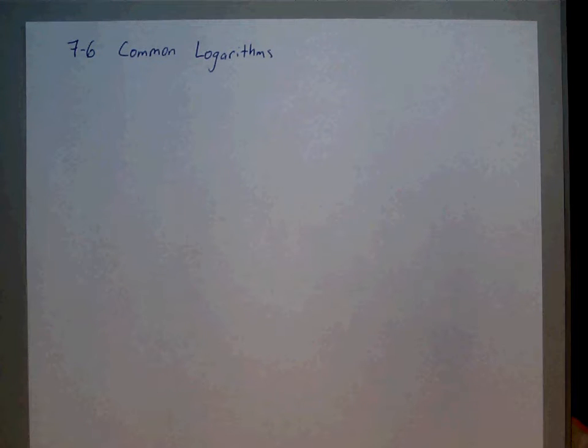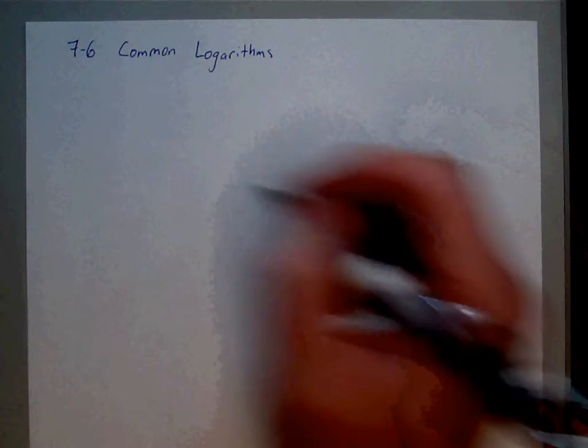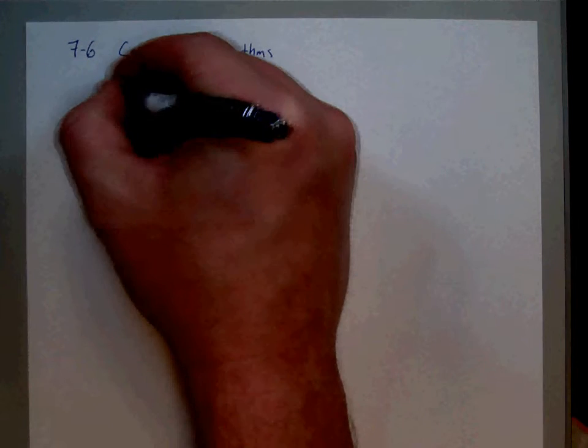So in our society, we have a base 10 system. You know, when we go tens, hundreds, thousands, they're all powers of 10. 10 to the first, 10 to the second, 10 to the third. That's kind of the counting system we use. And so that base 10 is very common. And so a common logarithm is known as a log with a base of 10.